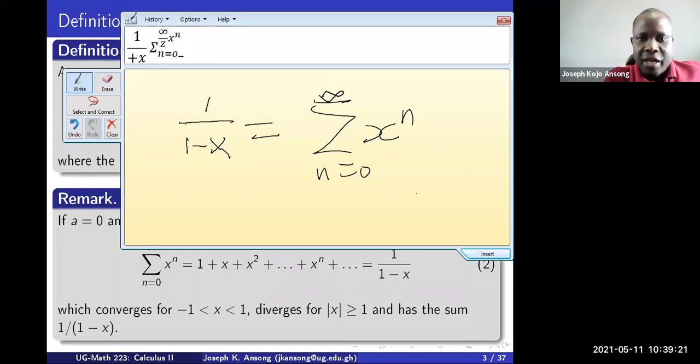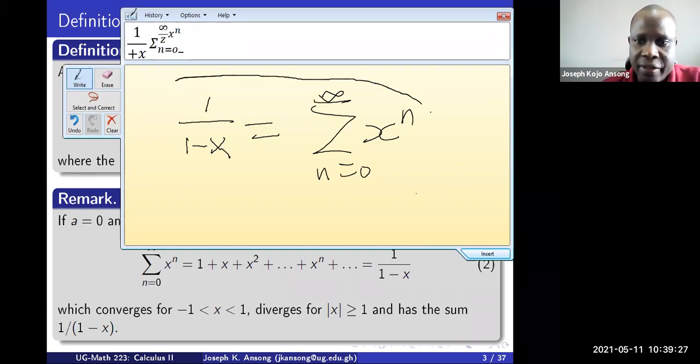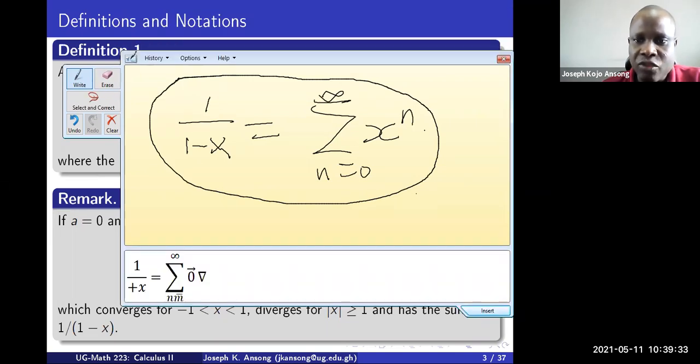So given a function like this, I can actually write it like that as a series. Okay, so we are going to exploit this idea, this thing here. We are going to exploit it to be able to write different functions in terms of power series. Okay, so the next couple of slides will tackle that idea.